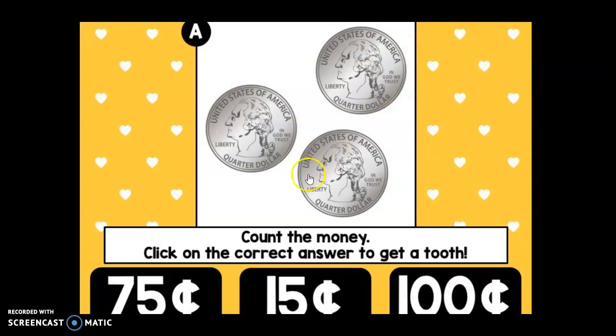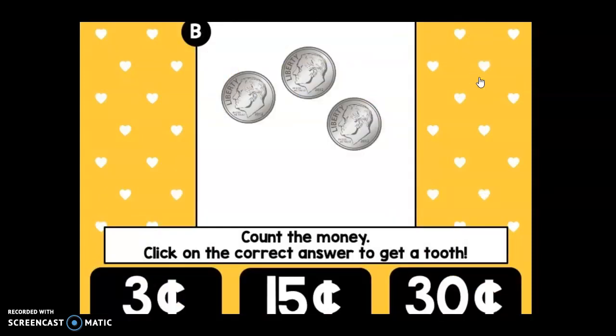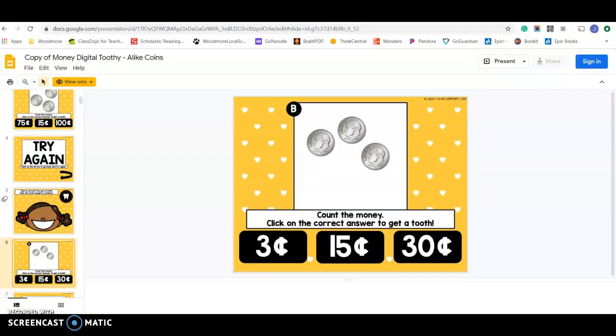Okay. All right, so it says count the money. Click on the correct answer to get a tooth. So here we have 3 quarters. And I know it's a quarter because down here is my clue. It says quarter. If you or your student wants to use a piece of scrap paper to draw the coins quickly and put the hairs on top of them, that is perfectly fine. But the correct answer is 75 cents. And you'll see the tooth come across the screen. You can click the tooth to get to the next slide. Okay. You can work all the way through that.